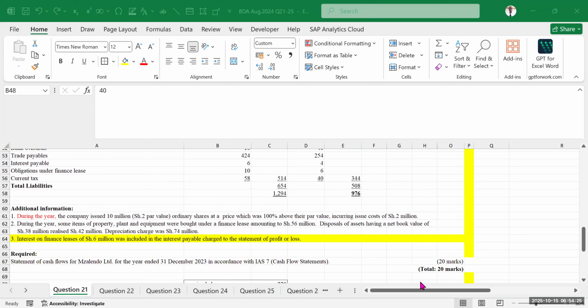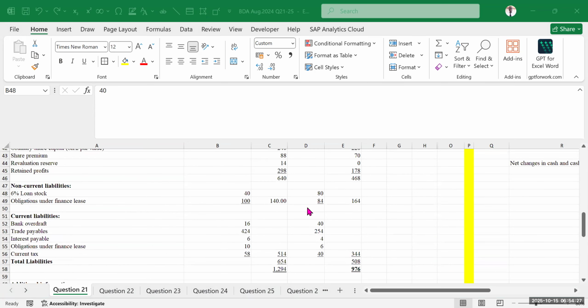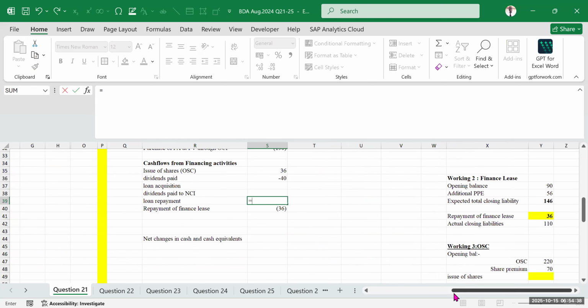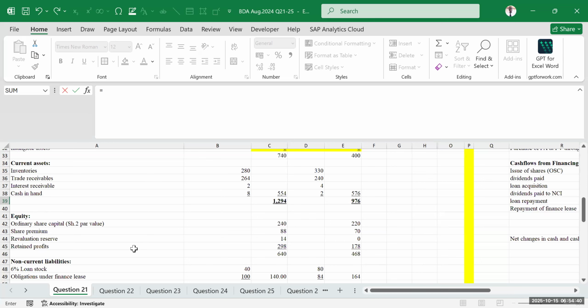I also share the same view. If the loan reduced from 80 to 40, then it must have been paid. Repayment of the loan is an outflow. So loan repayment is an outflow of 80. So I just want to refer to those cells. Where are those cells? It moved from 80 and then went to 40.